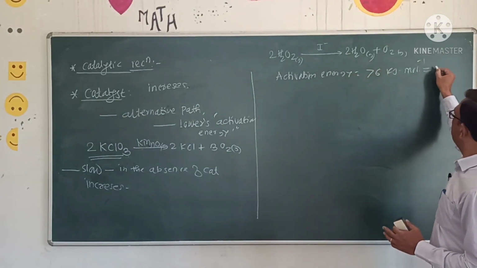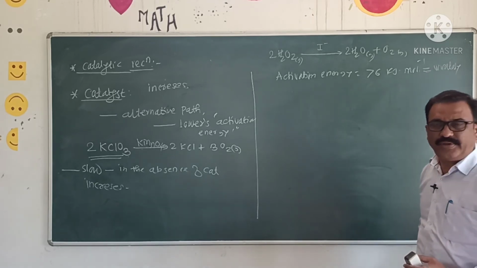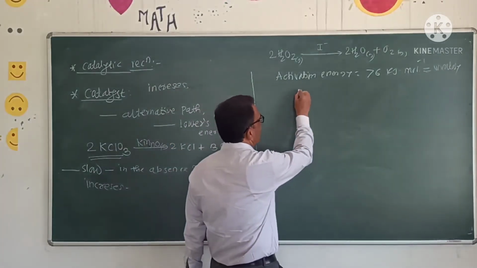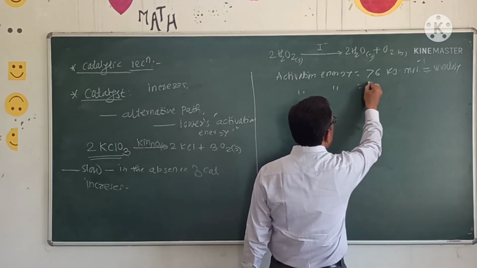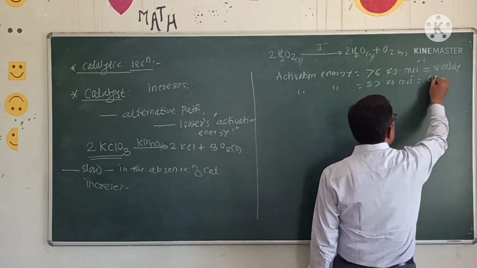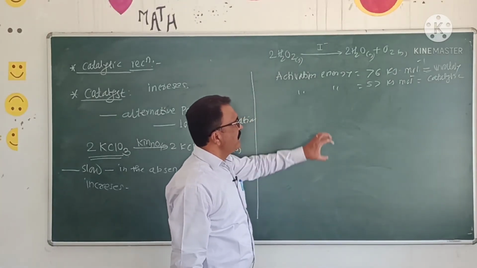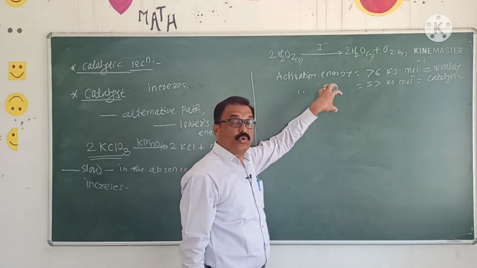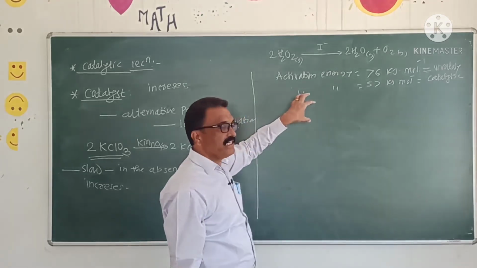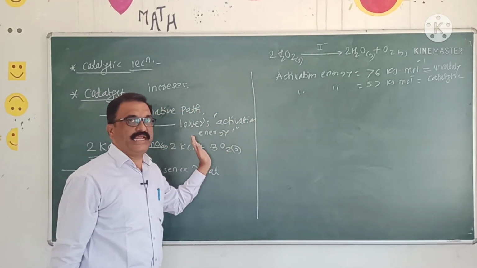That is, this is the uncatalytic reaction. That is, the catalyst is absent. When iodide ion is used as a catalyst, this activation energy becomes 57 kilojoules per mole. In the catalytic reaction, the activation energy is reduced by 19 kilojoules per mole by using a catalyst. That is, a catalyst provides a lower activation energy path.